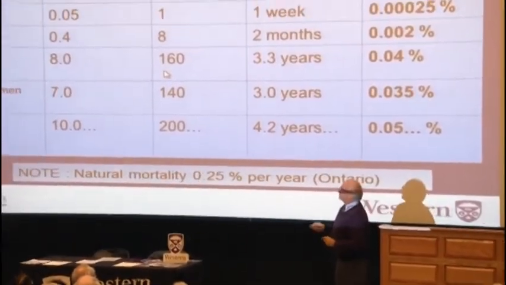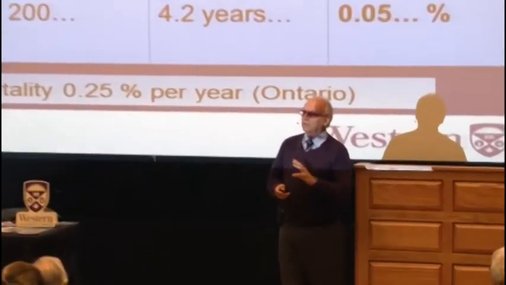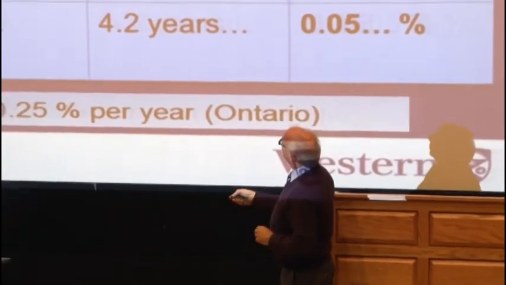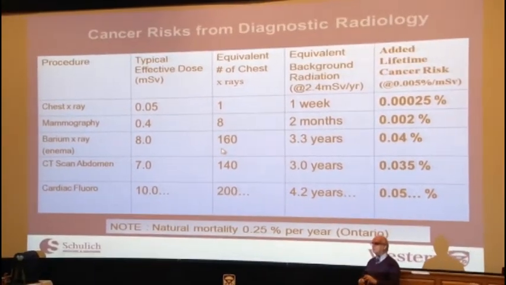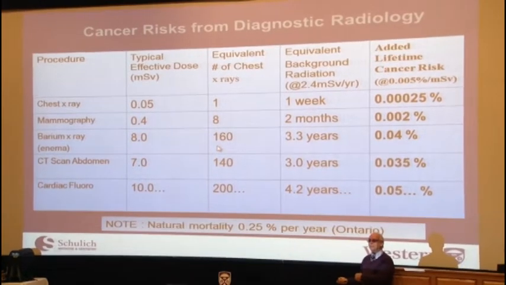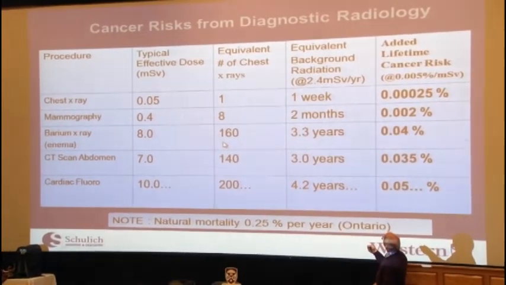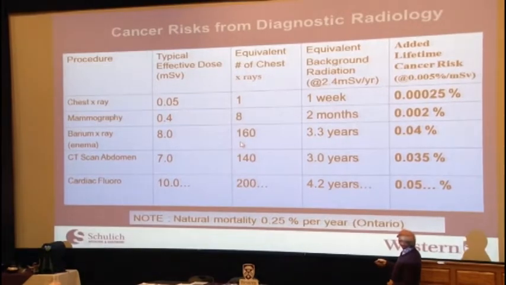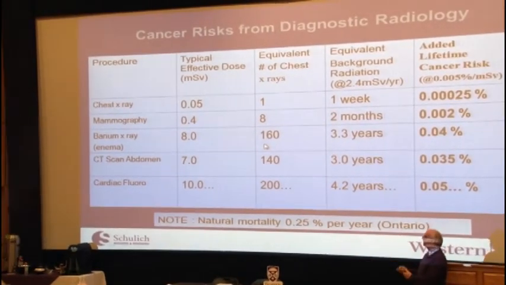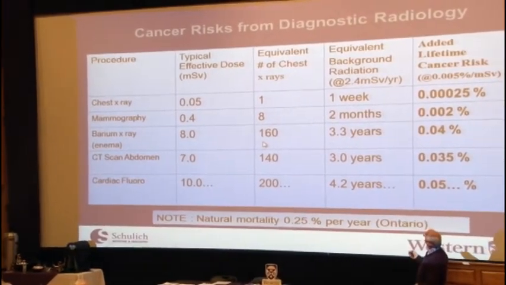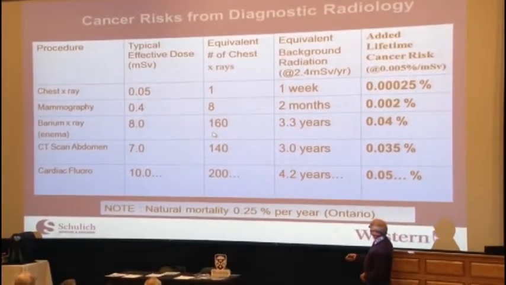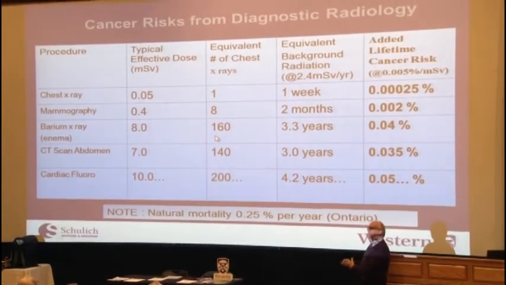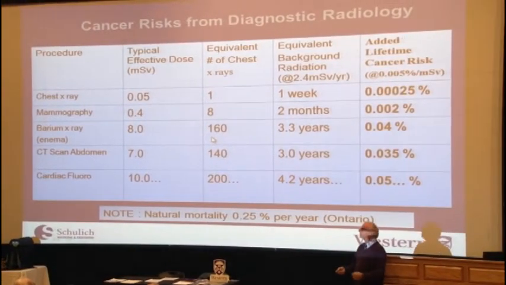A little bit more. Now, again, there are a lot of numbers here, and I don't want to go into too much detail. I'm just going to look at a couple of numbers here. So these now, I've converted the numbers so that they kind of make sense in terms of the amount of time of background radiation. A chest x-ray is like 1 week of background radiation. A mammography scan is about 2 months of background radiation. The barium series is more like 3 years of background radiation. Again, CT on the same order. And cardiofluoroscopy can be a little bit more than that, and it depends on the physician.